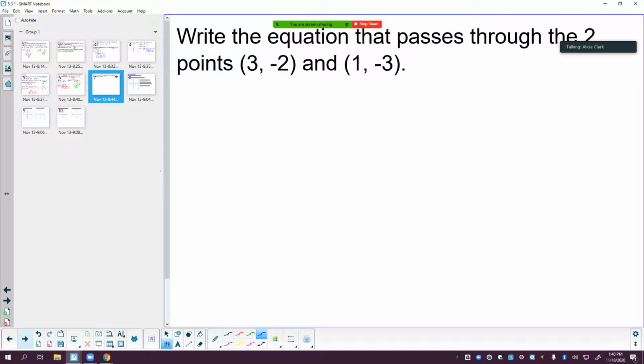Okay, so we're going to do one more like this. This is the last example that we're going to do. And it says, write the equation that passes through the 2 points, (3, negative 2) and (1, negative 3). So I'm trying to write this into y equals mx plus b. First thing that I'm going to find is the slope. I'm going to find m. Now, we need to make sure that we know what the slope formula is.